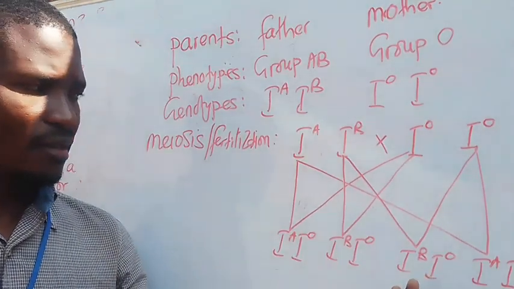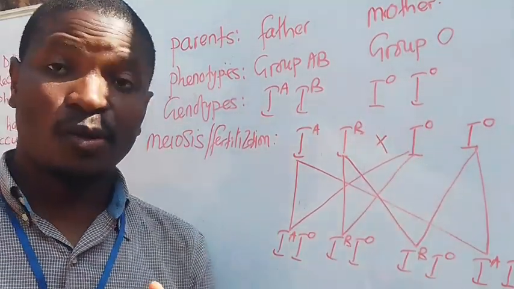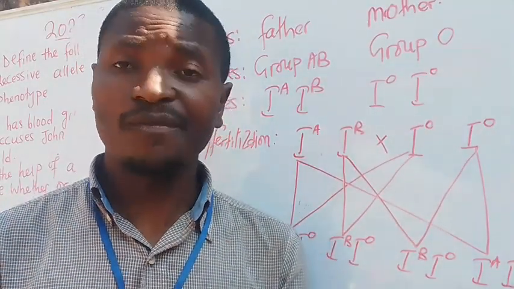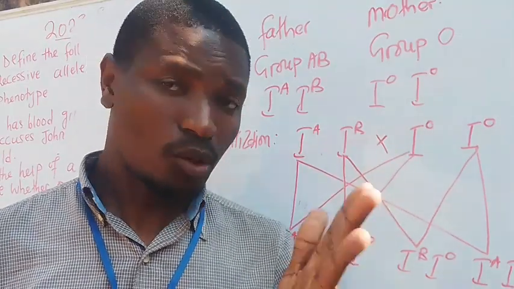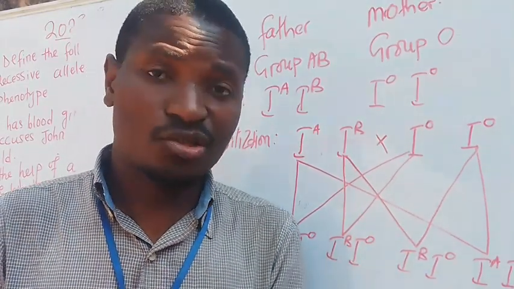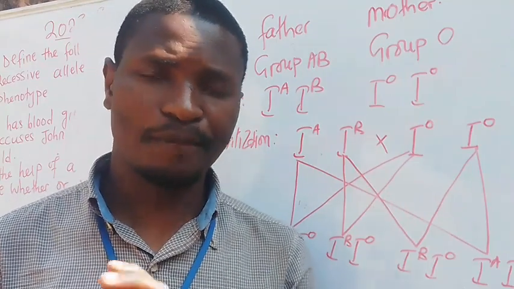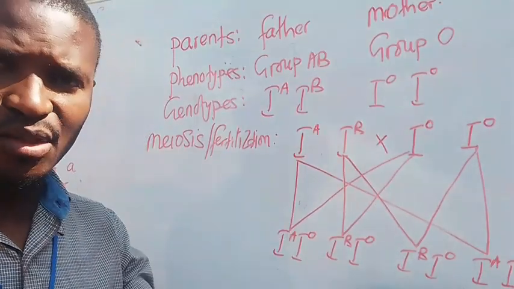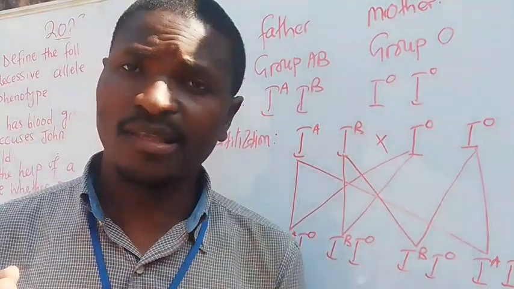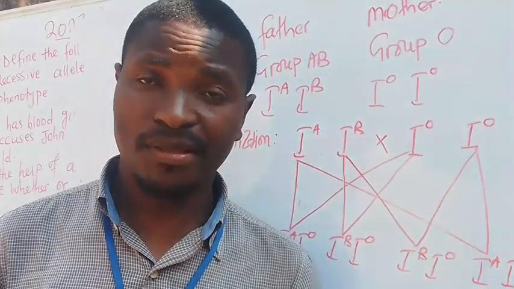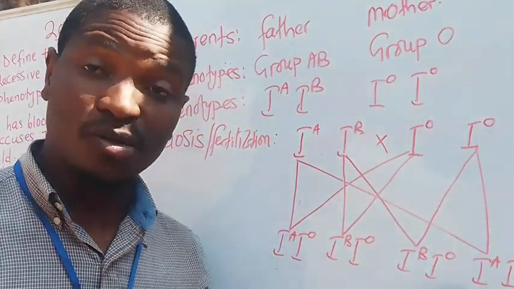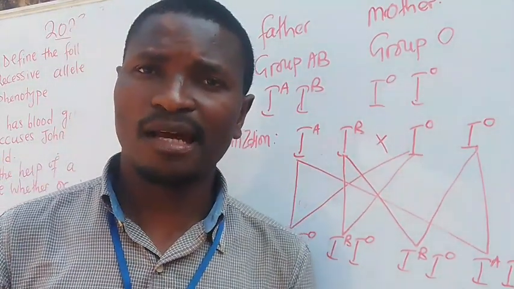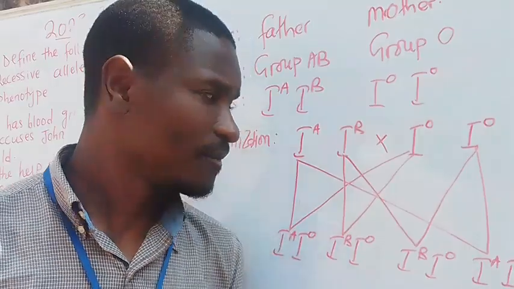Now what you have is the genetic diagram. The question says that with the aid of this genetic diagram, we have to conclude whether John could be the father of this child. First of all, we have to come up with the blood groups, because they said that the child is in blood group B. So from the results, you must be able to have group B, and that will tell us that indeed John was the father of the child.